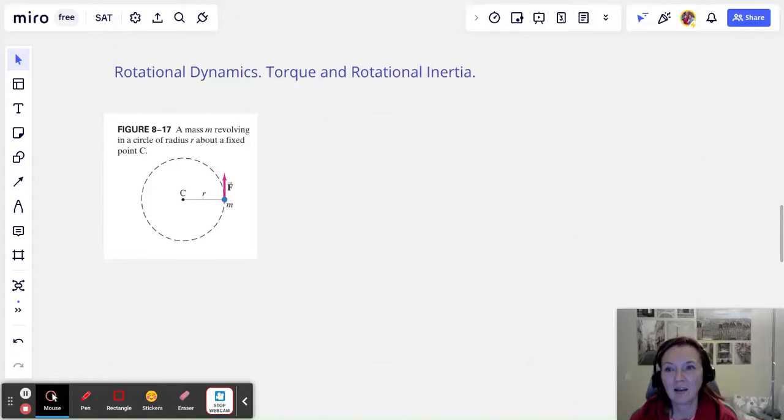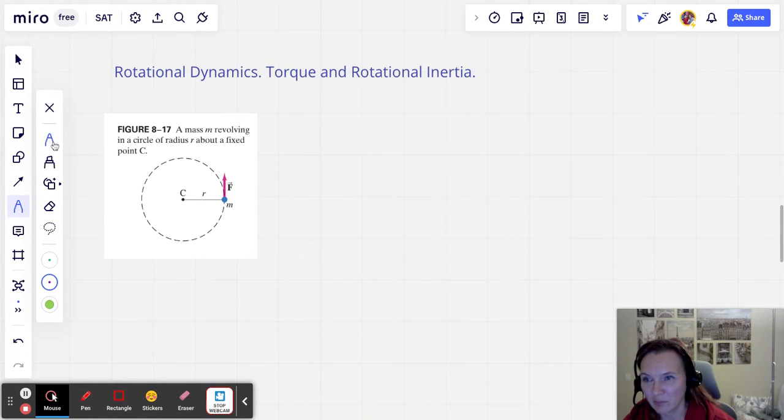After kinematics, we always move to dynamics. So guess what? We are talking about rotational dynamics today. And then we will talk about torque and rotational inertia. So for rotational dynamics, it is pen.